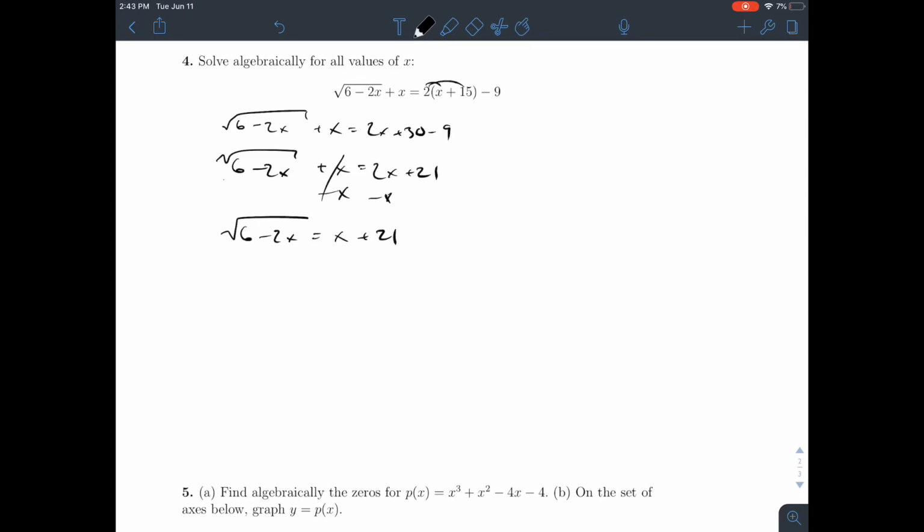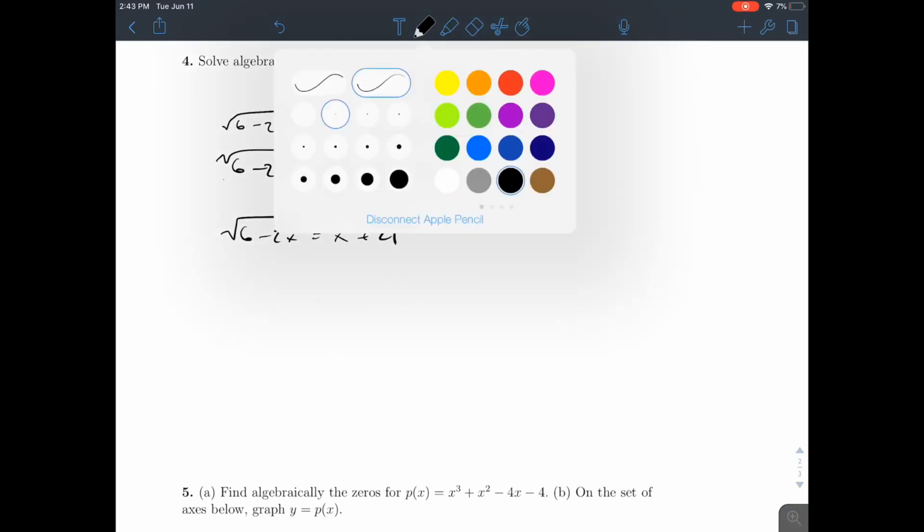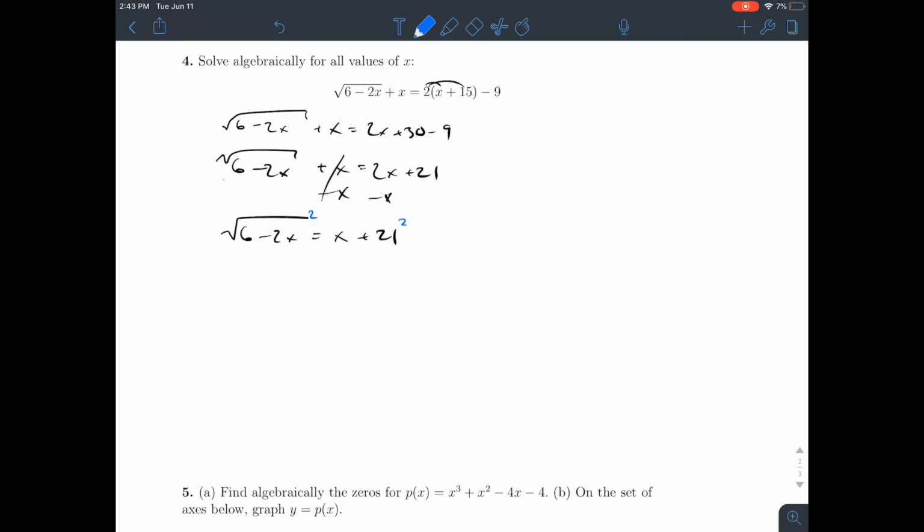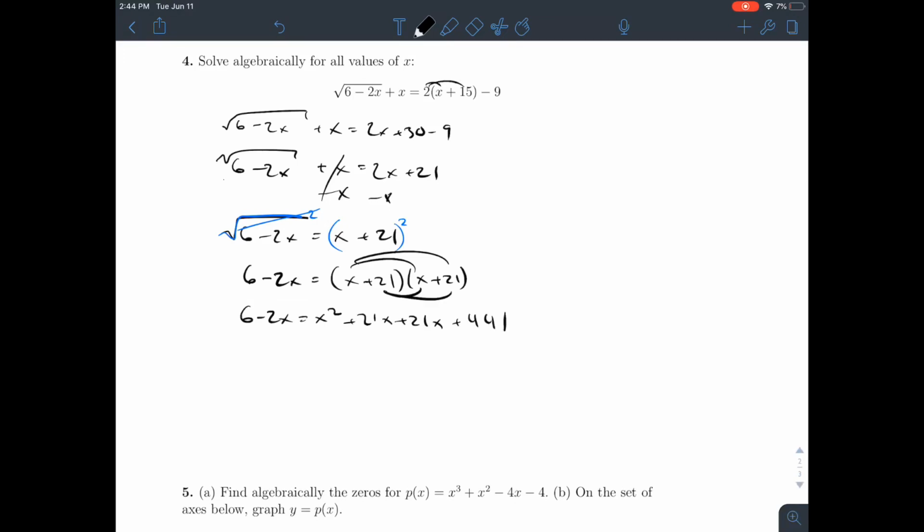Oh man, is this going to be another huge factoring problem? Let's see. We have to square both sides to get rid of the square root, now that the square root has been isolated from the other pieces. So this gives us 6 minus 2x is equal to x plus 21 times itself. 6 minus 2x is equal to x squared plus 21x plus 21x plus 441. Let me just confirm that on my calculator. 21 squared. Yep, 441. Okay.